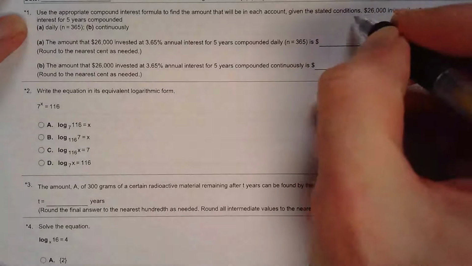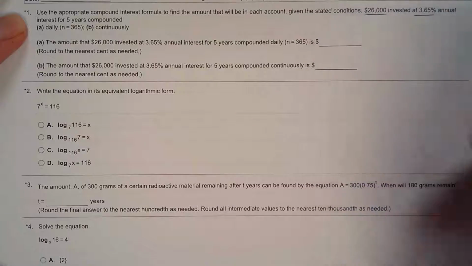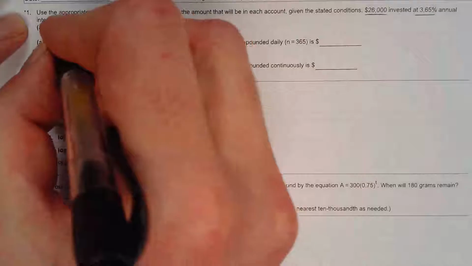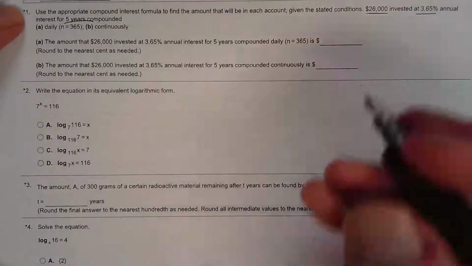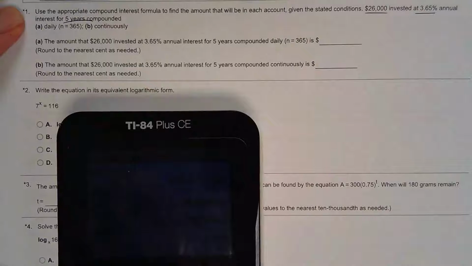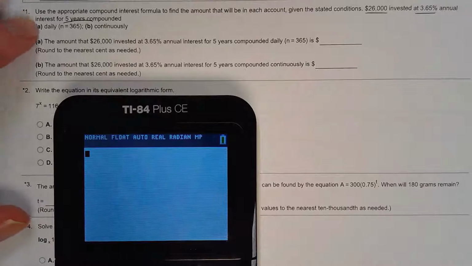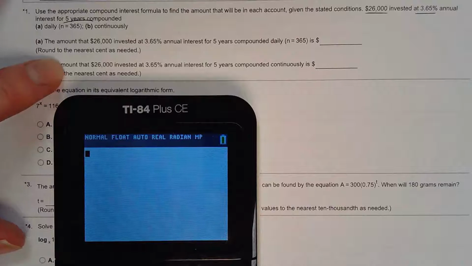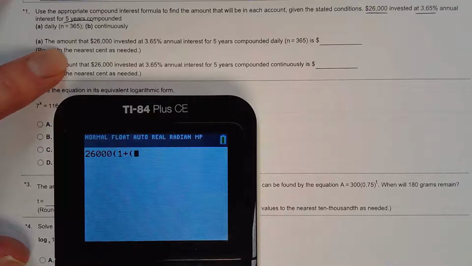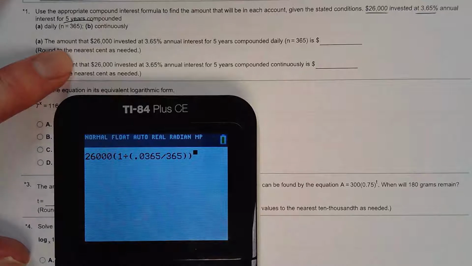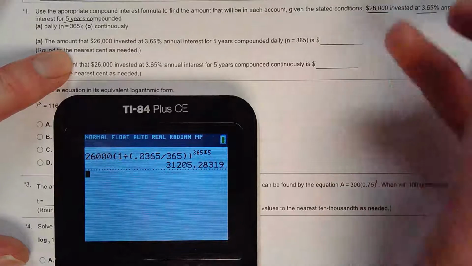So we're going to invest 26,000, 3.65% for 5 years. I'll just do my calculator screen here. So if it's for part A, if it's daily, I would take 26,000 times 1 plus 0.0365 divided by 365, since it's daily. I'm going to raise that to the, and if you have an older calculator, put this in parentheses. If you have a new one, it's okay. So 365 times 5 years.